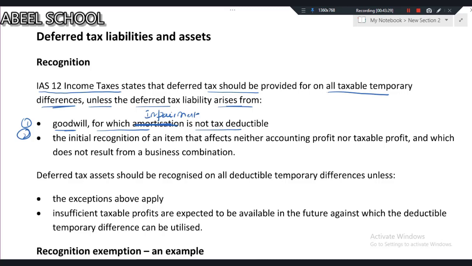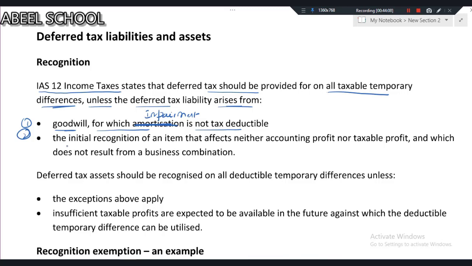Due to that goodwill, if any taxable difference comes, let it come, but you're not supposed to recognize any deferred tax liability. Logically, that is creating some sort of a permanent difference. So for goodwill for which impairment is not tax deductible, you will not be recognizing any deferred tax liability. Let me make it more easy. In case of group accounts, due to goodwill, you will not be recognizing any deferred tax liability because tax people do not accept the group as one entity and they don't accept the goodwill of the group as well.